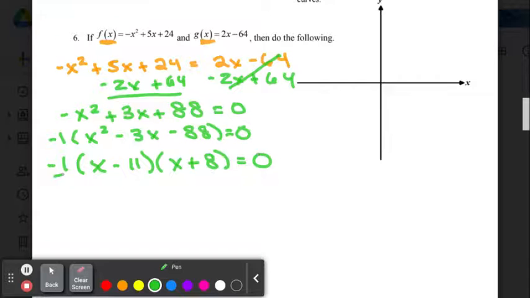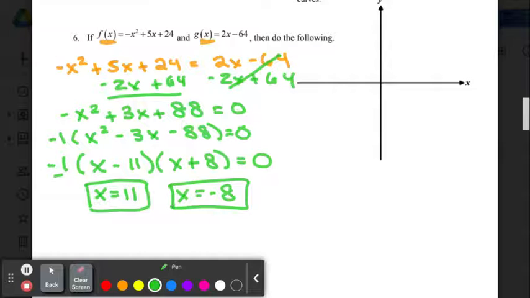You can't set negative 1 equal to 0 because it's not equal to 0. So I do x minus 11 equals 0, and I get x equals 11. X plus 8 equals 0, so I have x equals negative 8. So my two answers: the two functions are equal when x equals negative 8 and x equals 11.